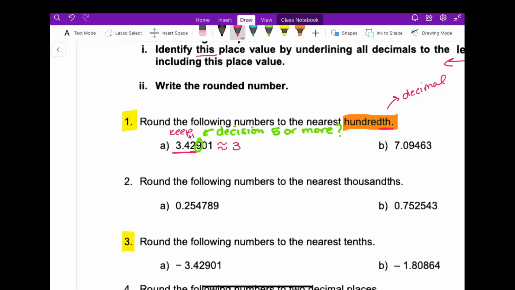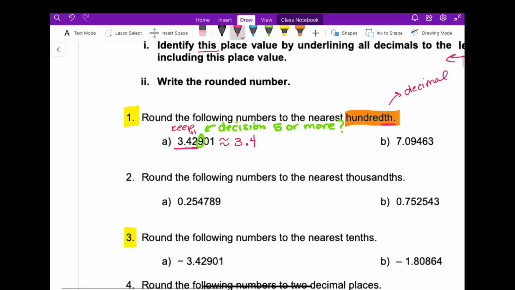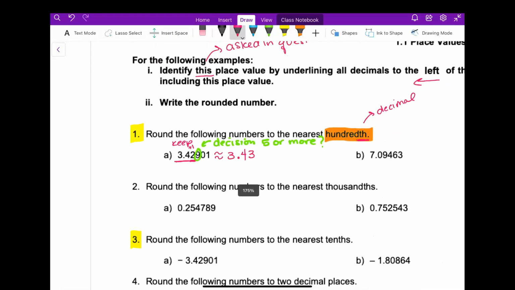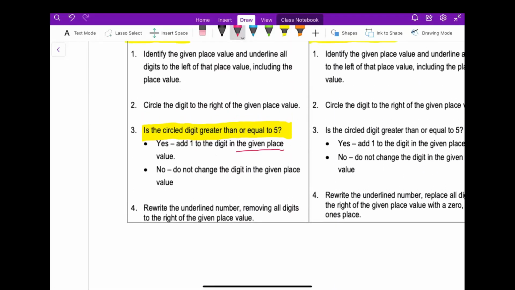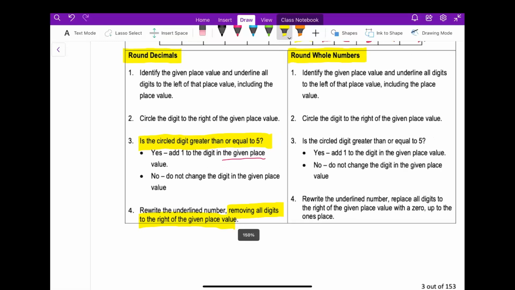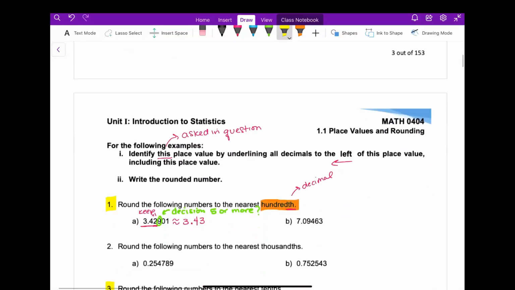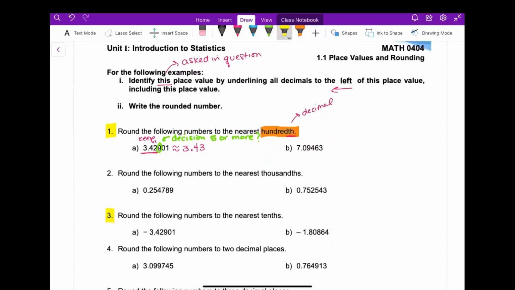This is going to be 3. Why am I writing the 3? Because we said we were going to keep it. 0.4, because we're going to keep that. The 2, we add 1 to it. And what happens to the 9, the 0, and the 1? They go away, and we have that here in our instructions. Rewrite the underlined number, removing all digits to the right of the given place value. So we have removed all digits. So we have 3.43.